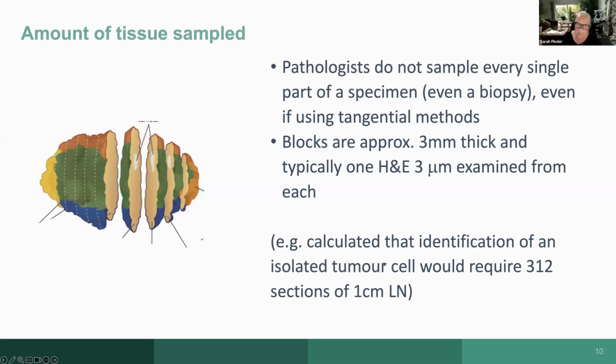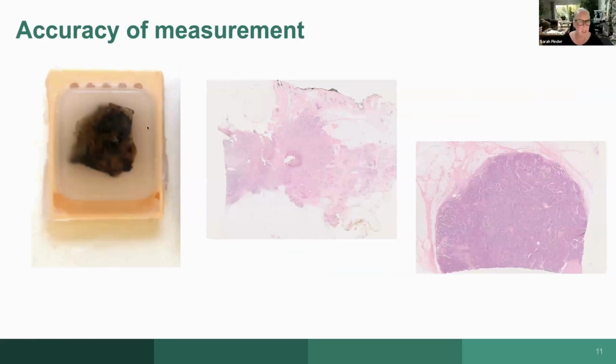It's not quite the same, but as an example, one of the reasons that we don't look at every single piece of every single block is that if you want to, for example, identify an isolated tumor cell, and you've got a 1 centimeter sentinel lymph node, we're going to have to do over 300 sections. If you wanted to look at every single bit of every single mastectomy slide, it's going to run into thousands and thousands of slides, which obviously is just not appropriate or manageable for the pathologist or the pathology lab. There is this issue of accuracy of measurement based on that. So here's a paraffin wax block, and that is about 3 millimeters thick. If we've got a nice round tumor, it's quite easy for us to measure the distance of that to the margin.